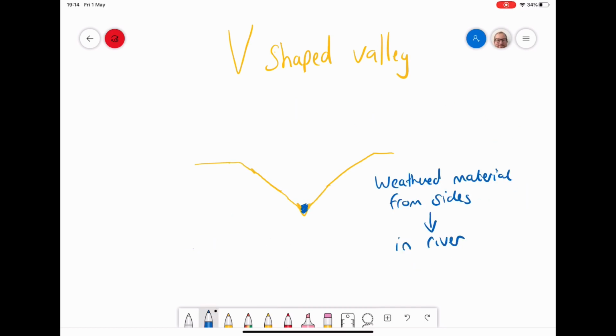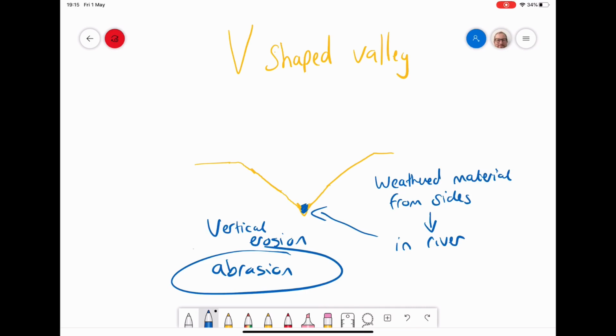All of that weathered material that was on the sides now ends up, due to gravity, falling into the river. And once it's fallen into the river, that actually helps to erode the valley down even further, because we get all those rocks and boulders.